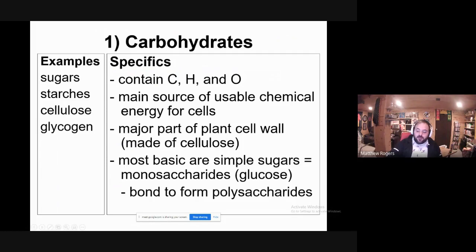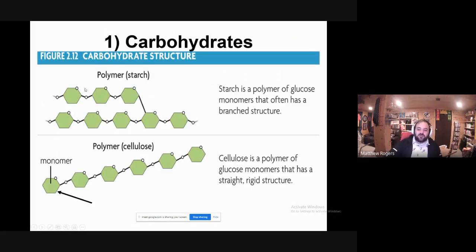Okay, so we got one more slide here. I just want to make sure I hit this home really well: glucose is always going to be the monomer for carbohydrates, and how you connect these monomers together makes different polymers. So for example, this right here is cellulose, and how I connect them on this diagonal makes cellulose. If I connect it like this, with these little folds and then layered, that's starch. Same basic Legos, but connected differently make two very different things.